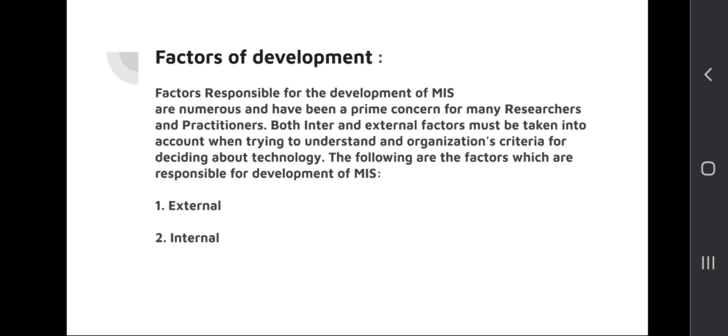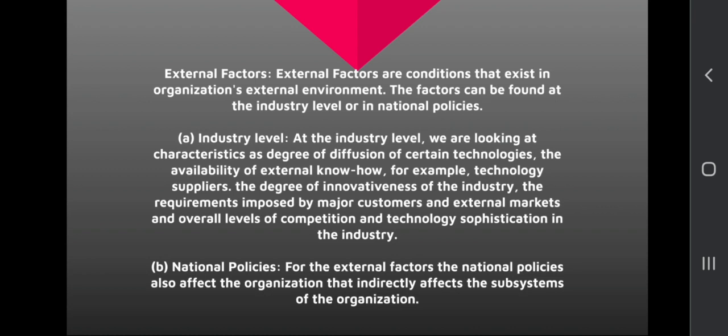Now we are talking about the development of MIS. Factors responsible for the development of MIS are numerous and have been a prime concern for many researchers and practitioners. Both internal and external factors must be taken into account when trying to understand an organization's criteria for deciding about technology. First, the external factors. External factors are conditions that exist in the organization's external environment. These factors can be found at the industry level or in national policy.